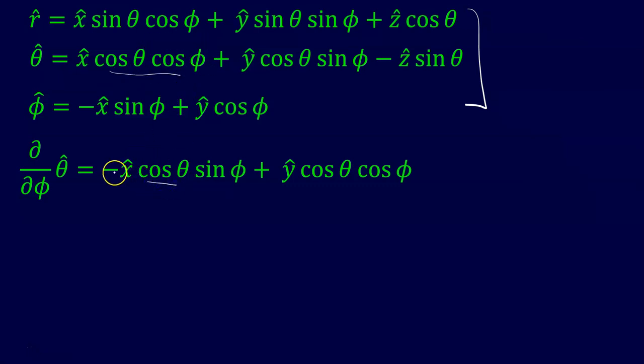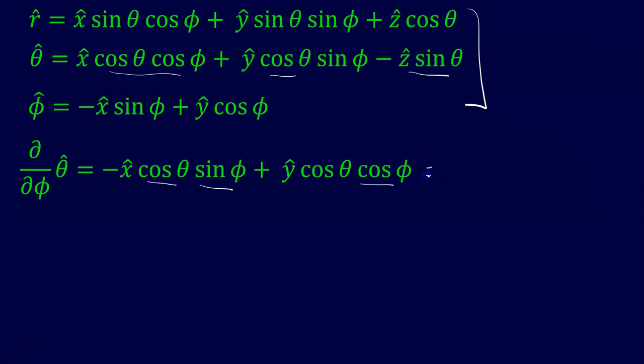And then this cosine turns into a negative sign. So I get that piece there. And then over here, I get y hat, again cosine theta, and this sine turns straight up into a cosine. This piece here does not depend on phi, and so we come out with this right here.